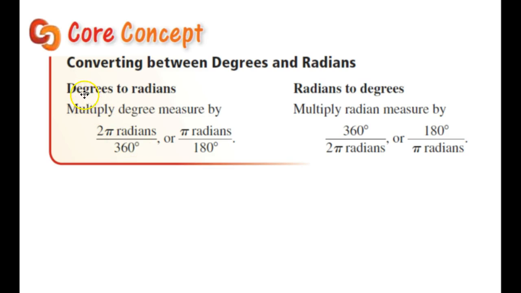What I know is if I'm going from degrees to radians, my radians is going to be on the top, since that's what I'm looking for. If I'm trying to find degrees, the degrees is going to be on the top of my ratio. And as long as I remember that 360 equals 2 pi radians, we'll be just fine.